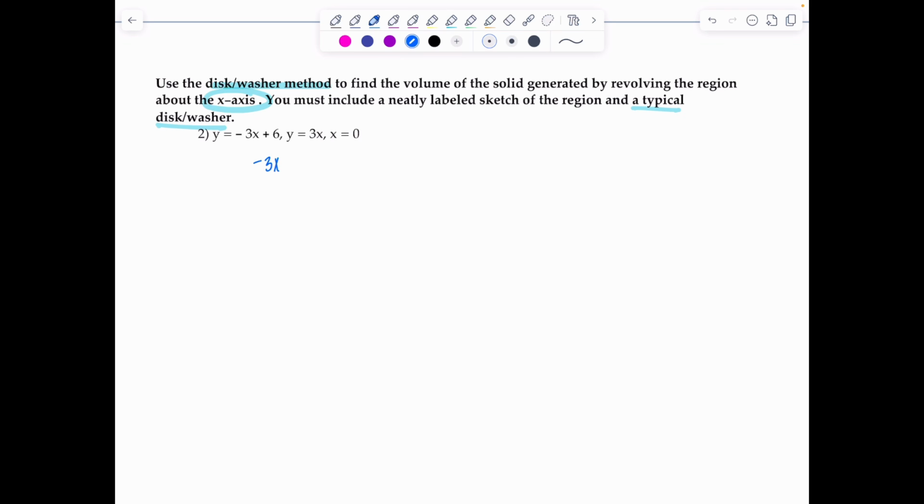So I'm going to set negative 3x plus 6 equal to 3x. So I get 6 is equal to 6x, so x equals 1. And if x is 1, then the y value is 3. So these two curves, they're actually linear functions, so they're not curves, they're lines. They intersect at 1, 3. And they're lines, so we should be able to graph them without having to make a table, yes? I would certainly hope so.